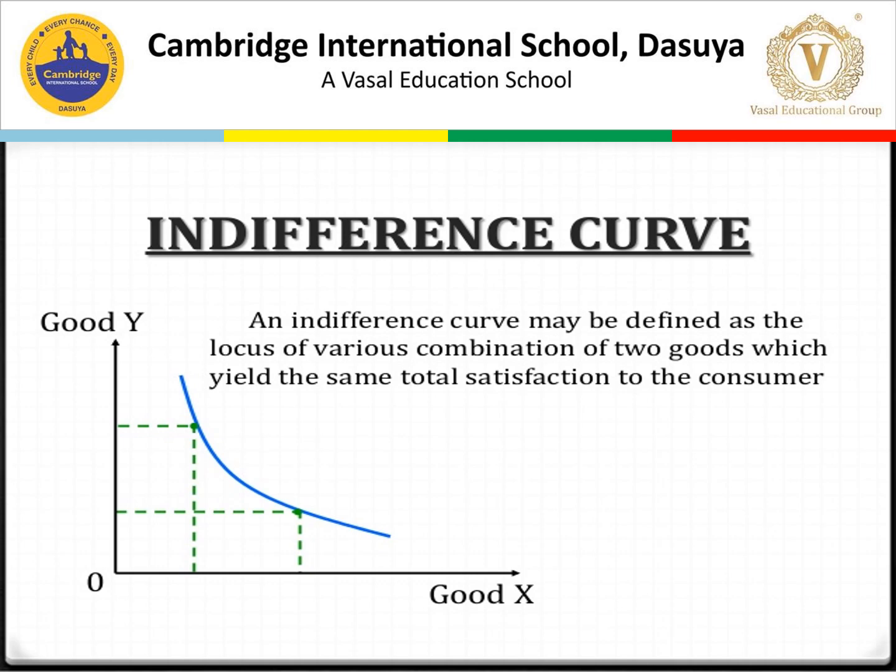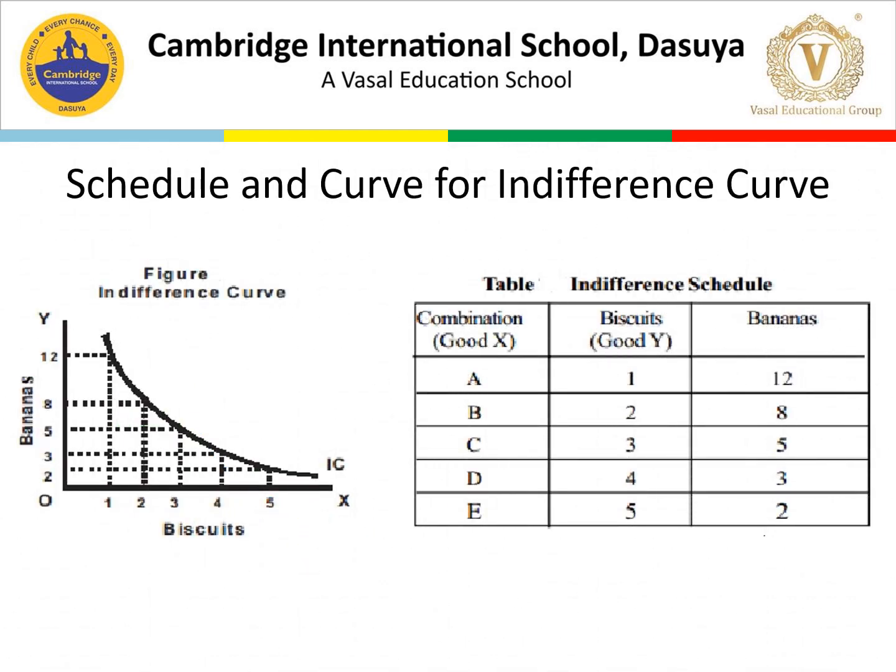Now let's move on to the indifference curve with the schedule and the curve. Here is a curve and we can see there are two goods mentioned: one is biscuits, another is bananas. You can see many combinations, and the curve which we make with the combinations of these goods, we call it the IC, that is, the indifference curve. We just show it in the form of combinations of two goods on the indifference curve. Let's move on to the next thing. In detail, we will discuss further things about this.